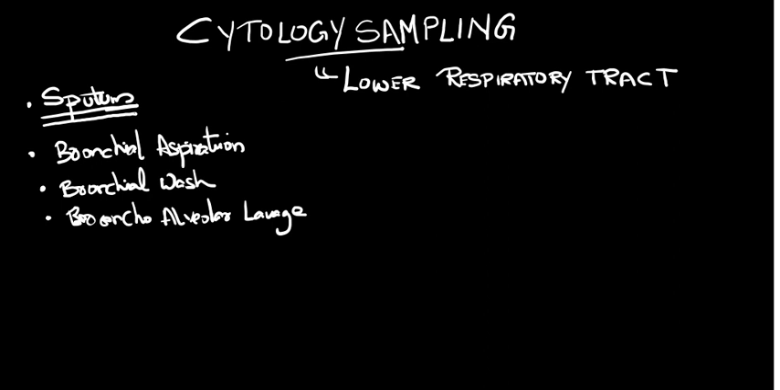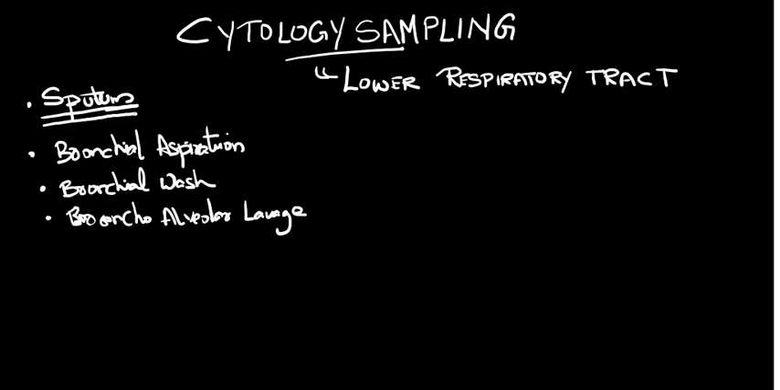The thing is that it goes much deeper, almost to the alveoli. So the aspirate will contain alveolar macrophages much more than bronchial epithelial cells. So we have to decide what we want: a bronchial wash or a bronchoalveolar lavage. Bronchial wash is much higher up in the tract, and bronchoalveolar lavage is deeper, lower down the tract.